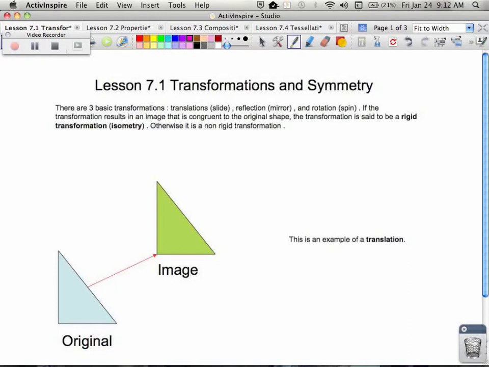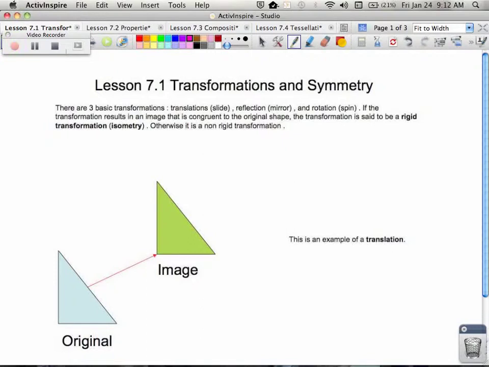In this lesson, 7.1, we're going to talk about transformations and symmetry. And there are three basic kinds of transformations. There's a translation, which I call a slide. There's a reflection, which is kind of like looking in the mirror. And there's a rotation, which is when you spin something around a certain point.